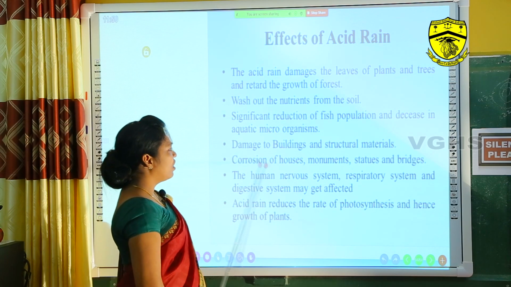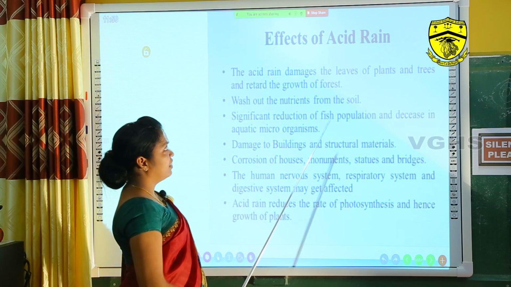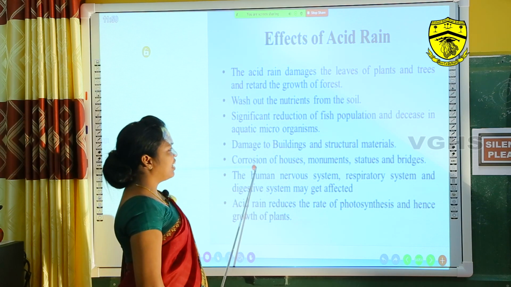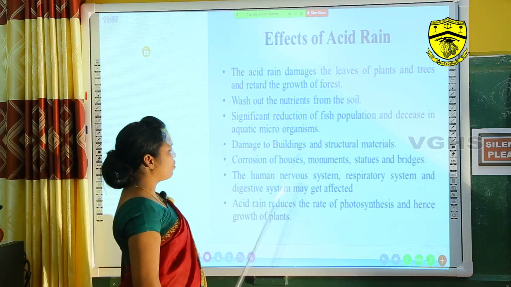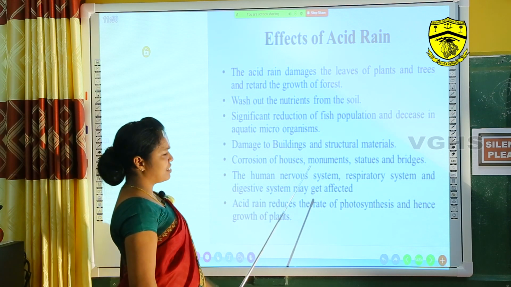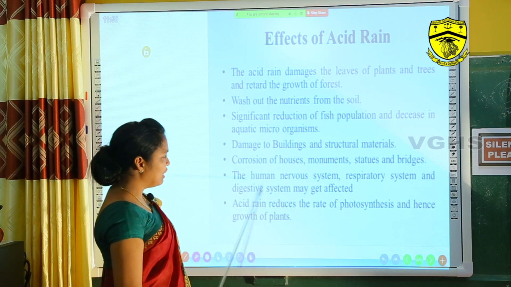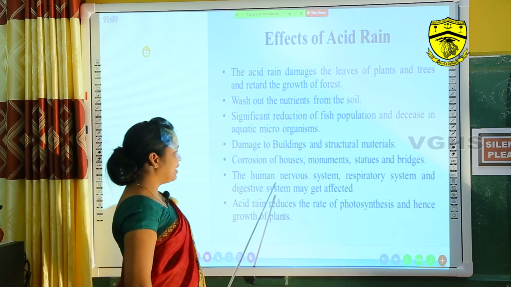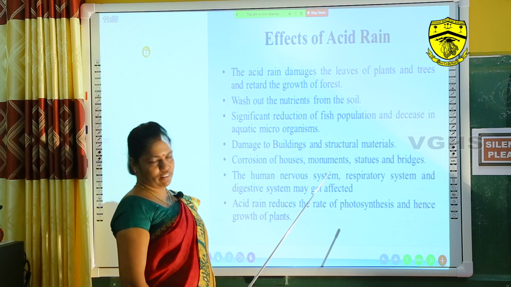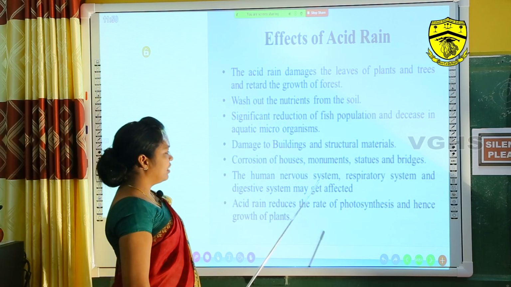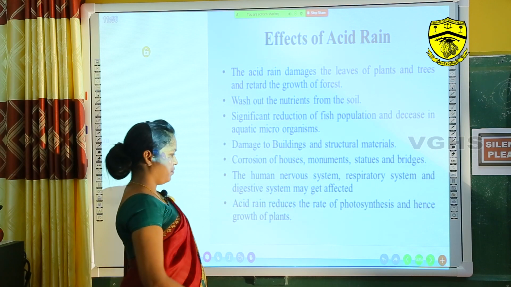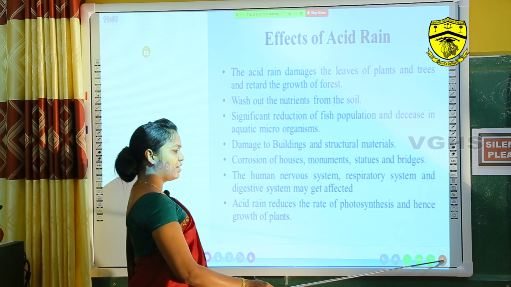Corrosion is also caused by acids. Strong acids are corrosive in nature, so corrosion occurs in monuments and statues. And next, the human nervous system, respiratory system and digestive system may be affected. And acid rain reduces the rate of photosynthesis too, and reduces the growth of plants.